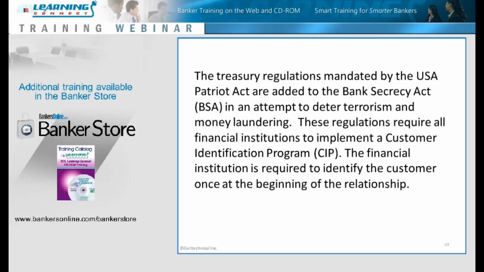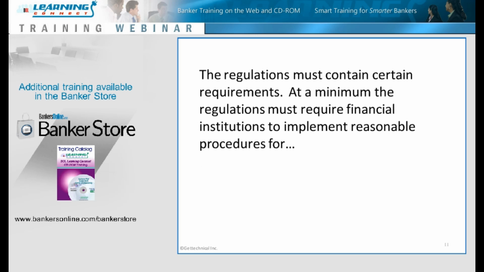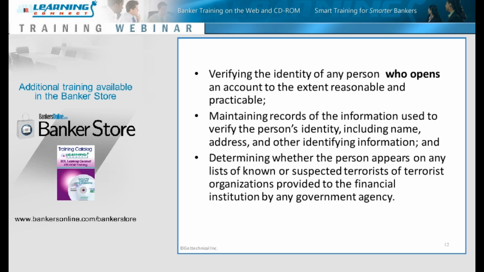So when we begin breaking this down into its components, your financial institution has to have reasonable procedures for verifying the identity of any person who opens the account. I don't know if you remember, but it used to say seeks to open, and so we had to even run CIP on people we turned down for accounts, and maintain records of the information used to verify the person's identity and determine whether the person appears on a list of known or suspected terrorists or terrorist organizations.